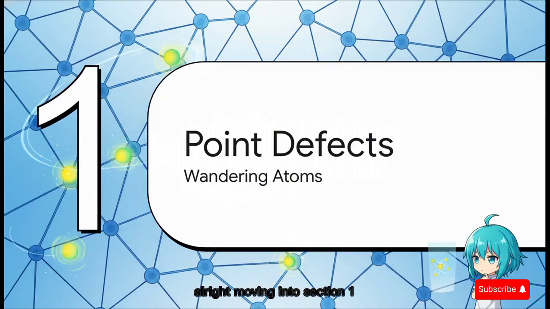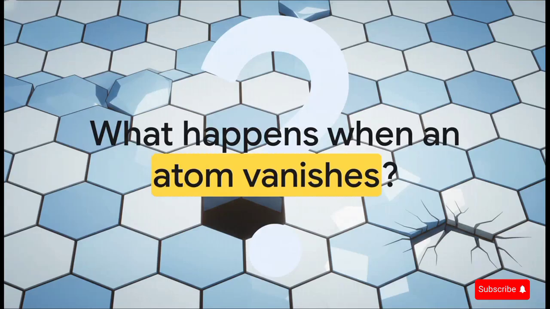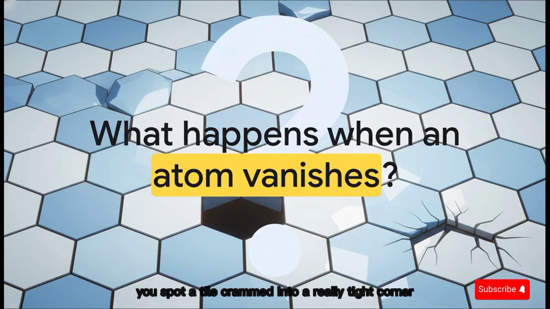All right, moving into Section 1, Missing and Wandering Atoms. To wrap our heads around point defects at the absolute smallest scale, I want you to imagine a beautifully, perfectly tiled floor. Every single tile is exactly where it should be, but suddenly you notice a missing tile, or maybe you spot a tile crammed into a really tight corner where it definitely shouldn't be. Think about how that changes the integrity of the whole floor. That is exactly what happens inside a crystal lattice.